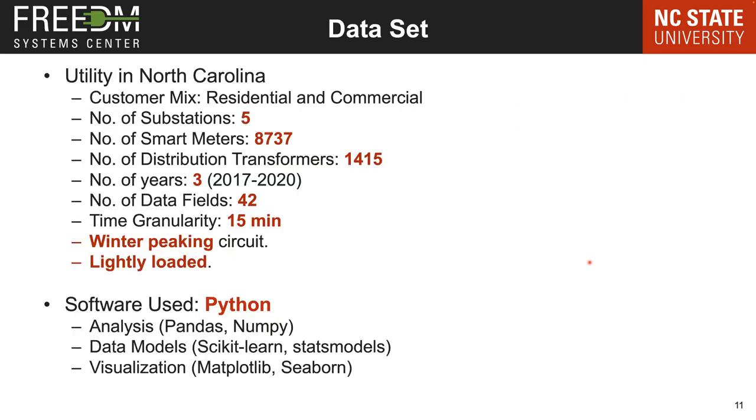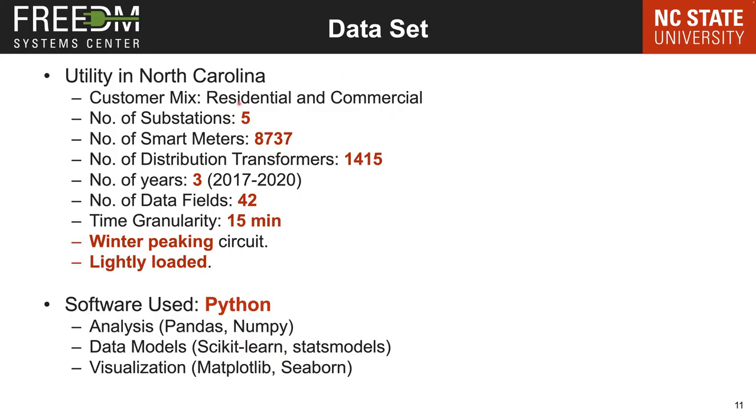So before I jump into the tool itself, I'm going to briefly describe the data set that we utilize. This data is obtained from a utility in North Carolina. It's in Boone, NC, if you're familiar with North Carolina. It's up in the mountains. So it's a winter peaking load, and being a small utility, this is a lightly loaded circuit, so you don't see any voltage or power factor issues on the circuit. But it's 100% deployment. The customer mix is typically residential and commercial customers.